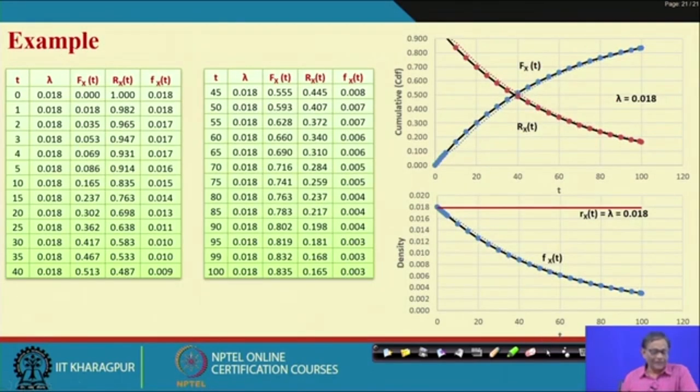So, we have the lambda, then theoretical reliability, theoretical density, theoretical cumulative distribution functions, all can be derived, all values, and we have done it, and you use Excel sheet and do it and get the values. Like this one, this is your FXT cumulative CDF. This is your survival function, this is your failure function, this is the density function, and we know it is exponential distribution.